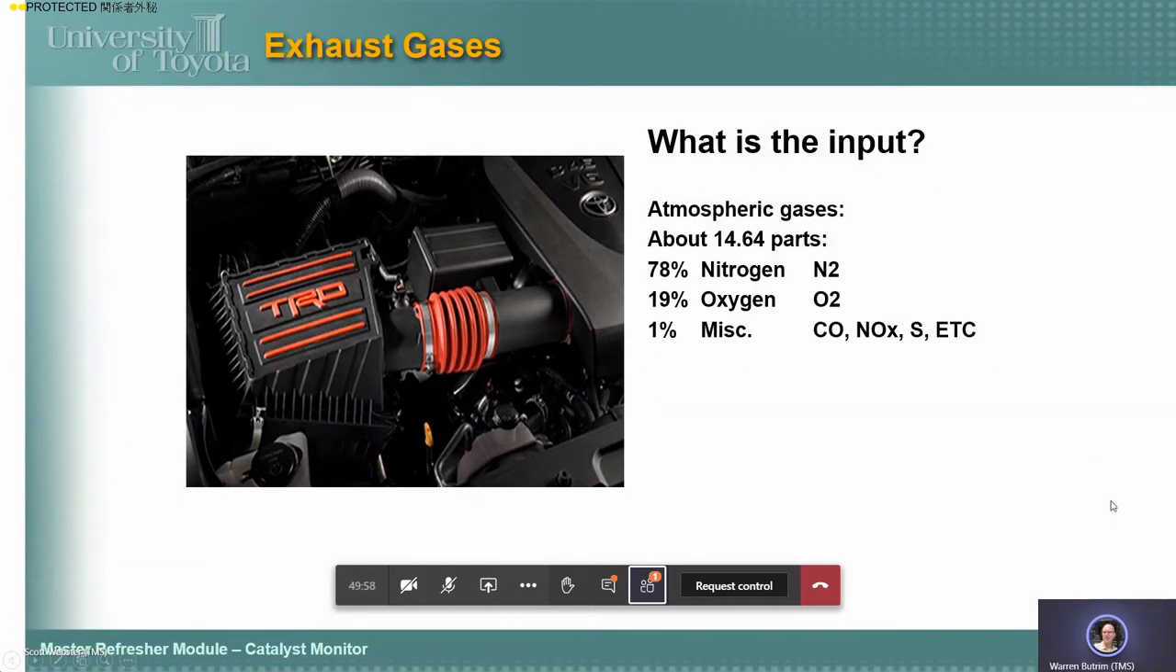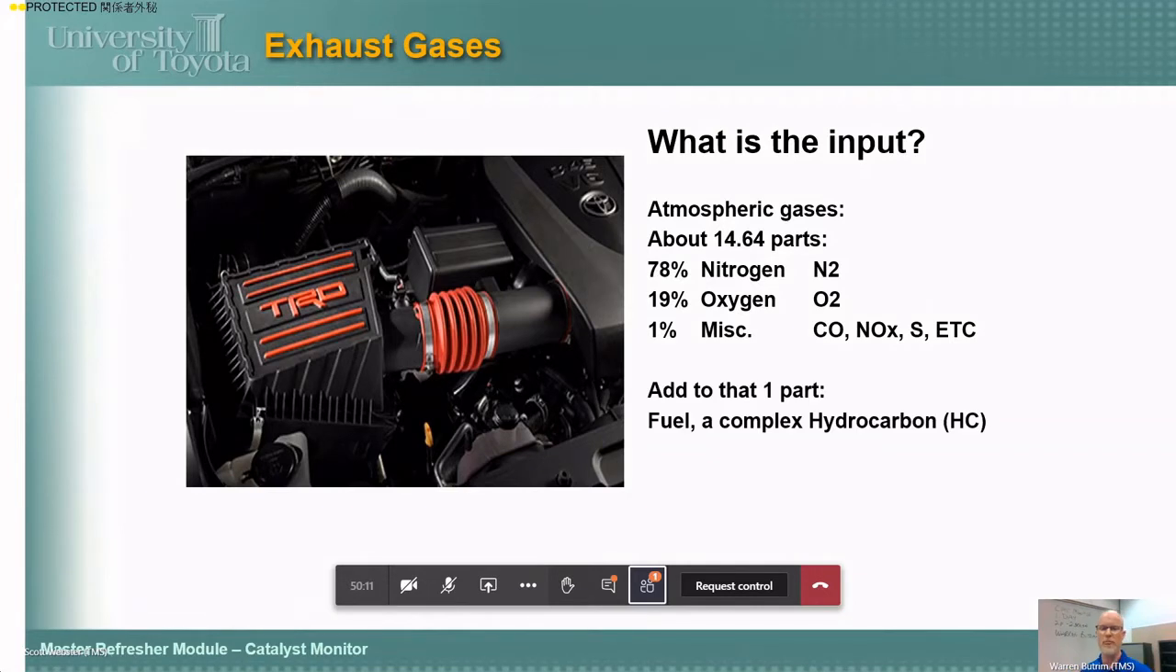So here's our atmospheric makeup. We've got a lot of nitrogen, we've got some oxygen, and then we've got a lot of miscellaneous: some carbon monoxide, some oxides of nitrogen, salt. Next screen, Scott. All right, so we're going to add to that one part of hydrocarbon or fuel.